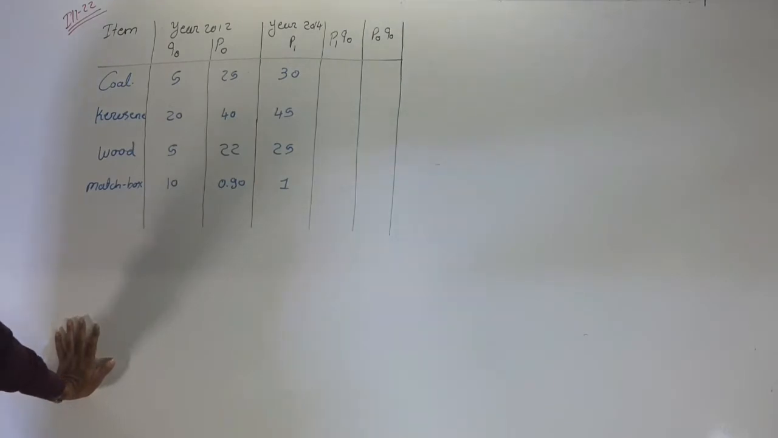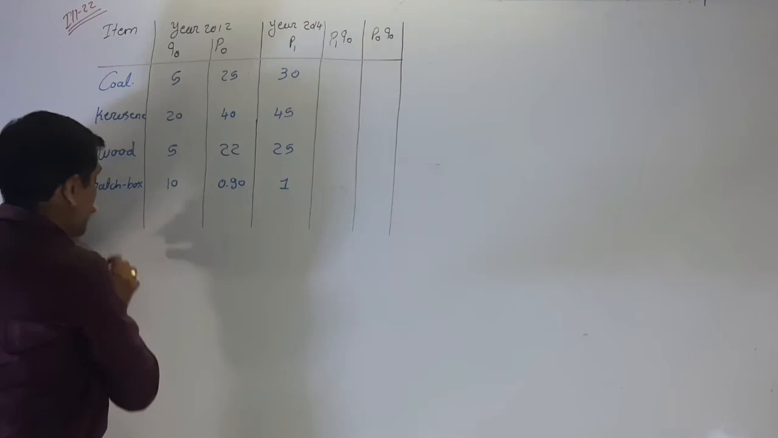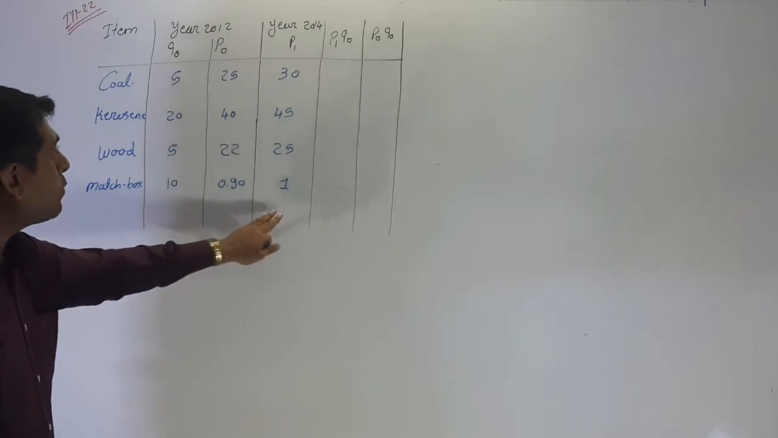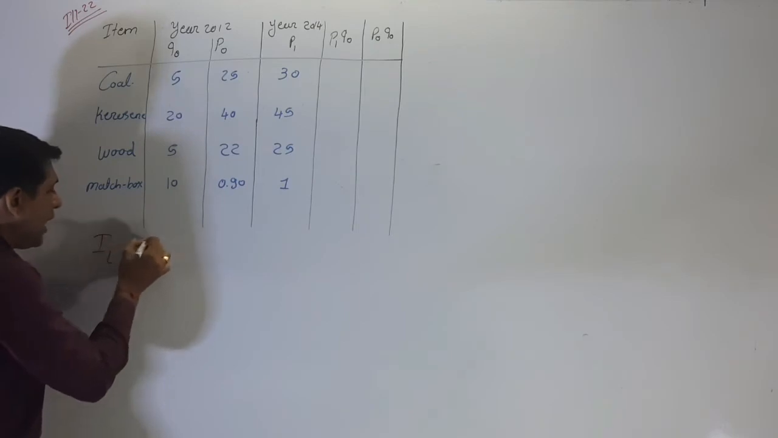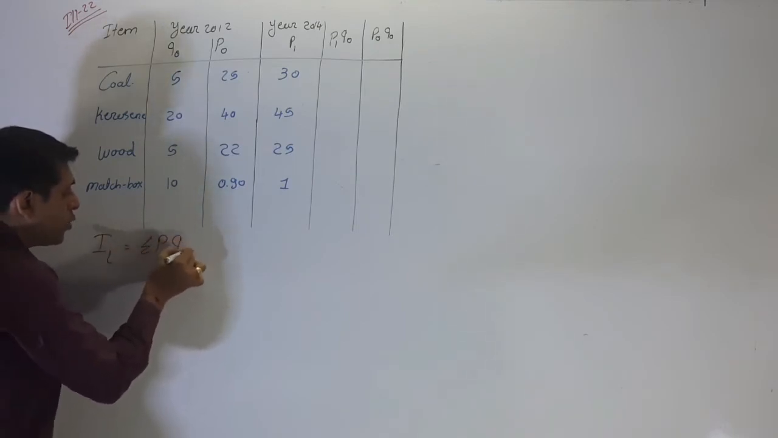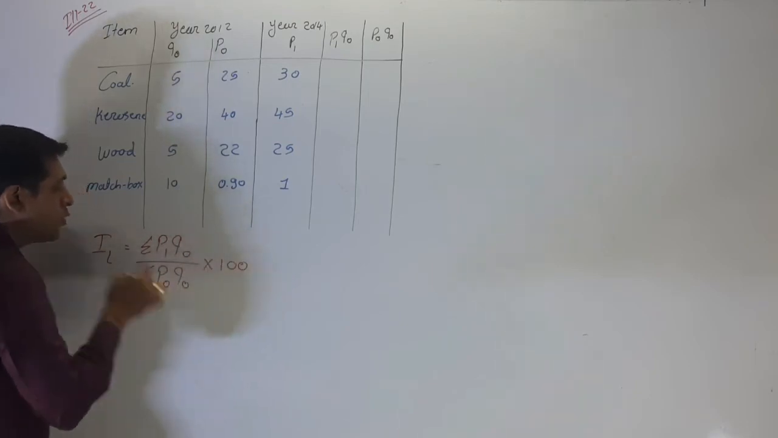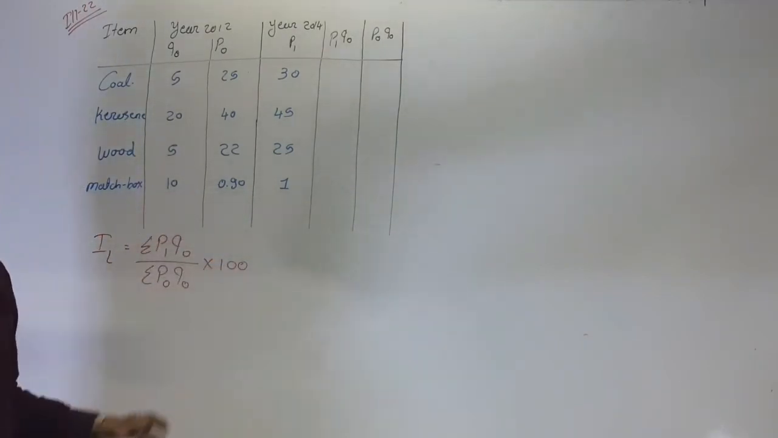the data is given like this, and we have to find out first the index number of the group of fuel expenditure. This is the group of fuel expenditure, and we have to find out the index number for that. Okay, so for that, what is the formula? See here, whenever P0, P1 and Q0 is given, we have to take this one. IL is equal to sigma P1 Q0 upon sigma P0 Q0 into 100. So we have to find out first of all P1 Q0, this one, and then P0 Q0.